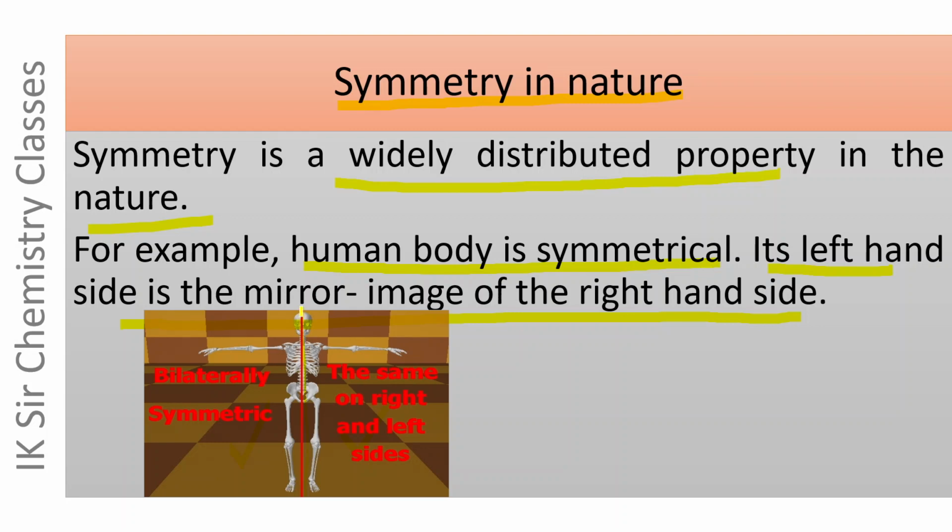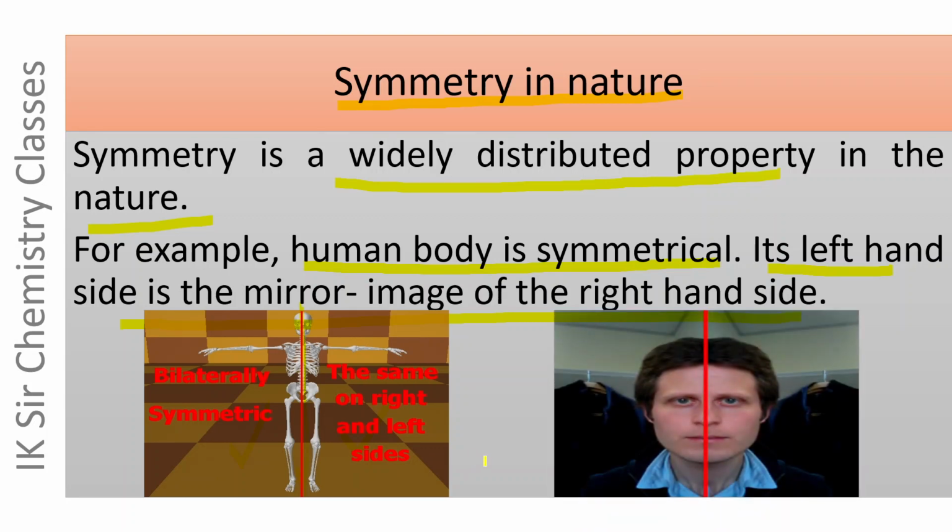Thus, we can say that the human skeleton is symmetrical in nature. Its two sides are mirror images of each other. This is the human face, and the line drawn here divides the human face into two equal halves which are just mirror images of each other. These two halves are equivalent or similar.